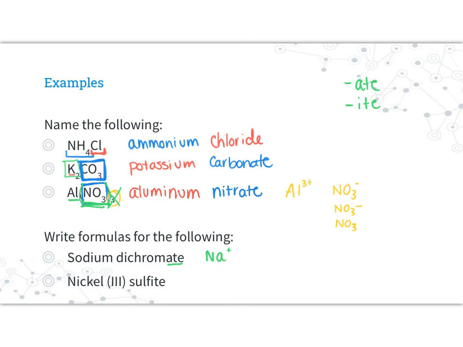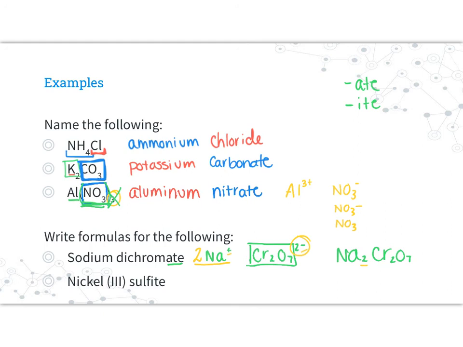Okay, dichromate has the formula Cr2O7, which works together as one ion with a 2- charge. So to balance charges, I need 2 sodiums, 2 positives to balance this 2-. So I'm going to write this as Na2Cr2O7. I just write whatever I've got here. Again, sodium got this subscript because I need 2 positives to balance dichromate's 2-.